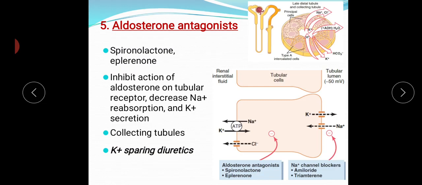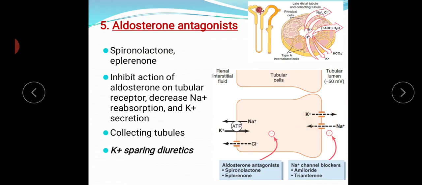Okay, so this is the principal cell in the distal tubules and the collecting duct, where there is a reabsorption of sodium and the secretion of potassium that you can see here. There are two channels, the sodium channel and the potassium channel, where sodium will be reabsorbed and in exchange the potassium will be secreted into the lumen. But these two pumps are basically dependent on the aldosterone hormone, which has receptors over these cells. So aldosterone will bind with the receptor and it will increase the permeability of sodium and the secretion of potassium.